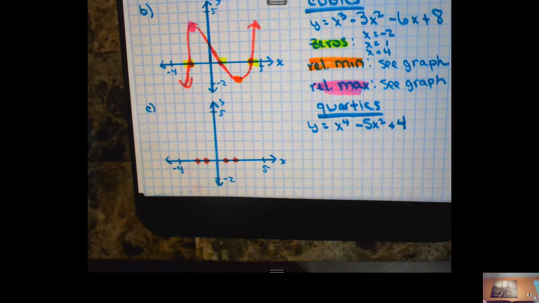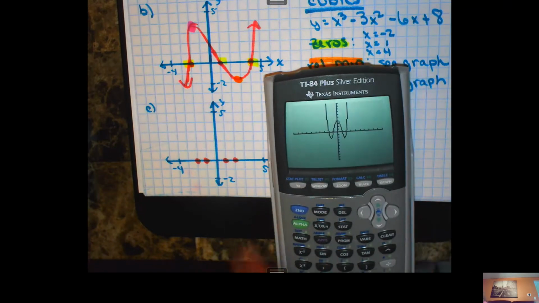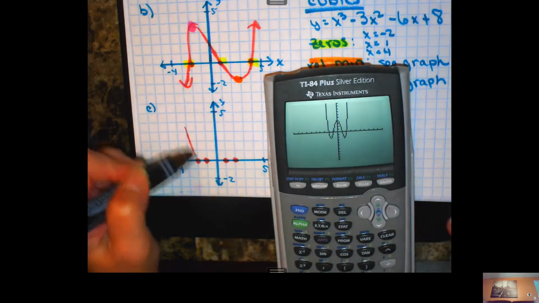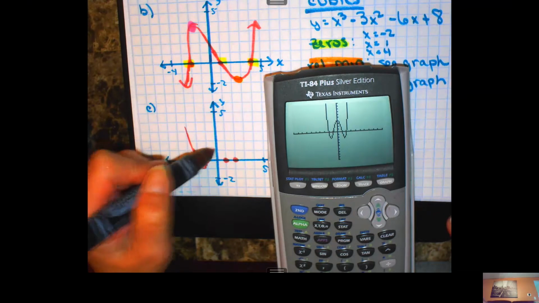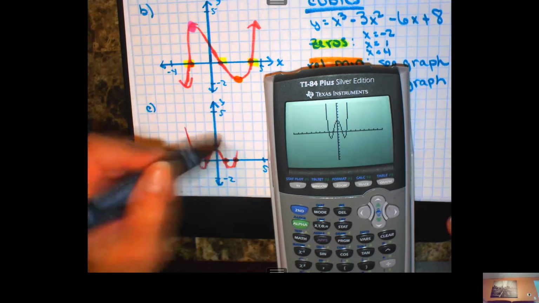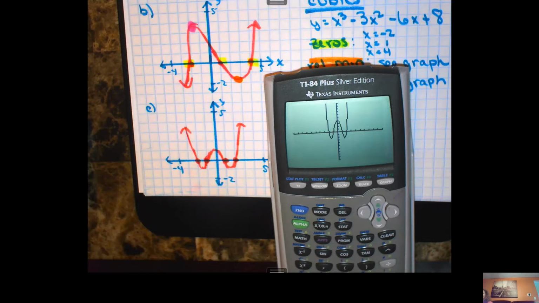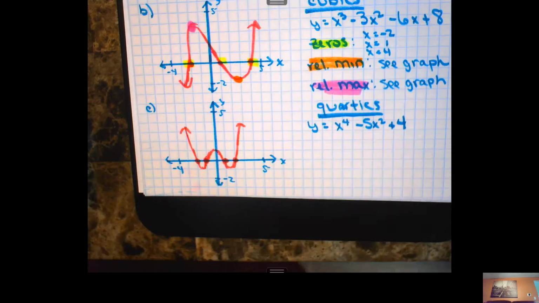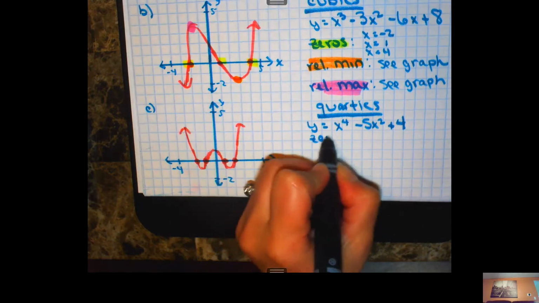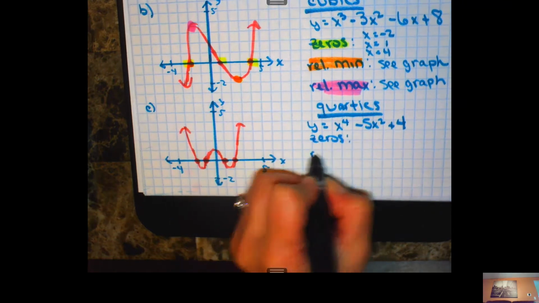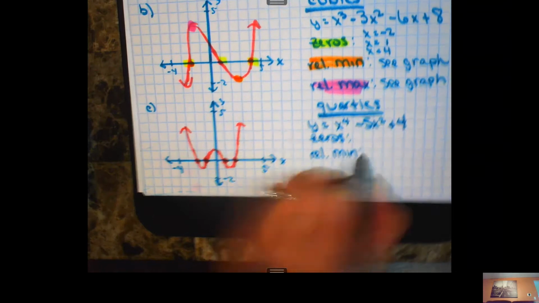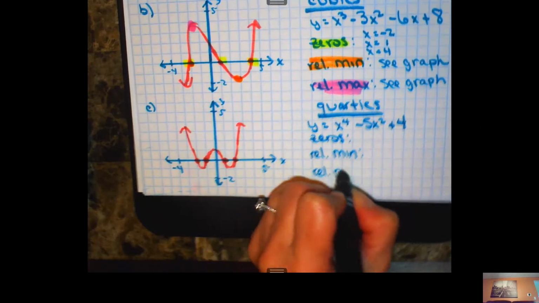And remember our graph looks like this. So I'm going to take my graph. Doesn't have to be perfect. We're just making a sketch. And that's the shape of my graph. So if I'm going to label on the side, we're going to label our 3 important features, our zeros, our relative minimums, and our relative maximums.